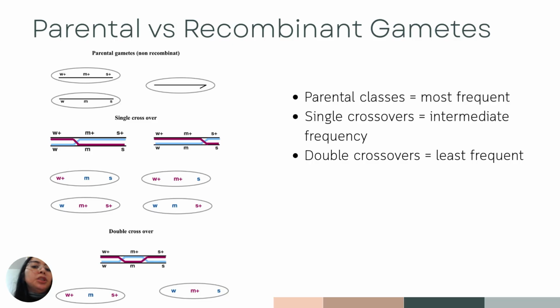The parental versus recombinant gametes. The most frequent phenotypic classes were identified as parental, indicating no recombination, and the intermediate frequency classes represented single crossover events, while the least frequent classes represent double crossovers.